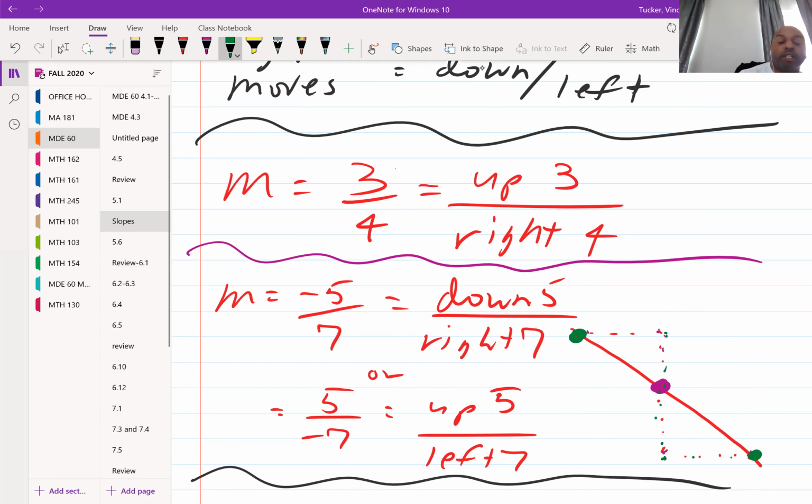So don't forget that your slope is not a point. What it does is let you generate points from other points. So it gives you directions. Your slope is actually directions. So from a point on that line, you will go down 5, right 7, or you can go up 5, left 7. So that's one thing I could have pointed out, that your slope is directions.